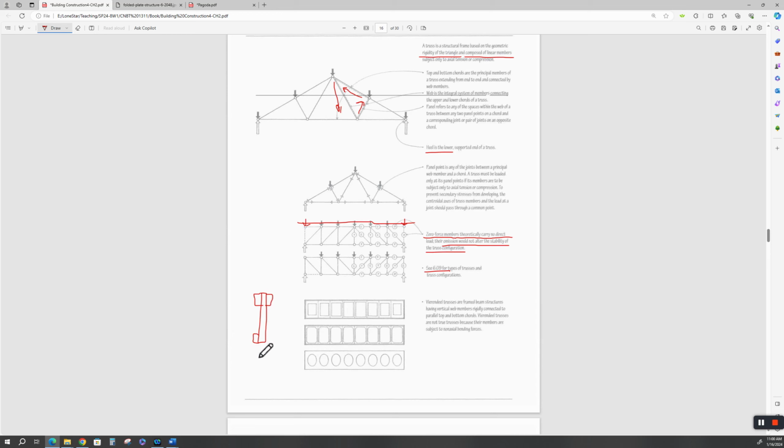The 2x4s nailed on that. Okay. This is a solid diaphragm in here. But in this, to lighten it up, they cut holes out. Square holes, oblong holes, and round holes. These are called Vierendeel trusses. They're frame beam structures having vertical web members rigidly connected to the parallel top and bottom chords.